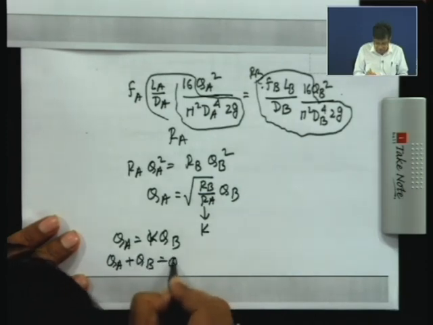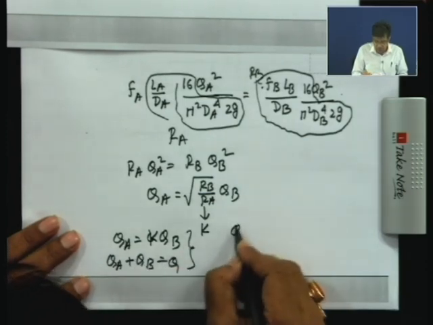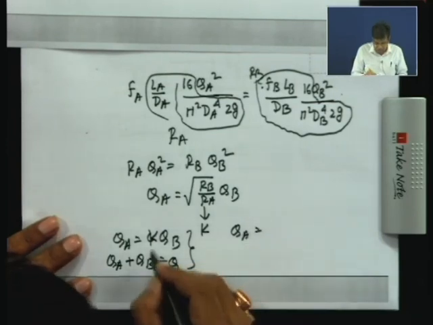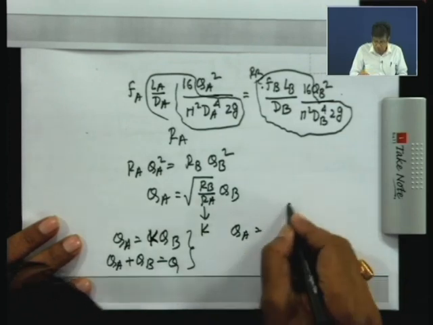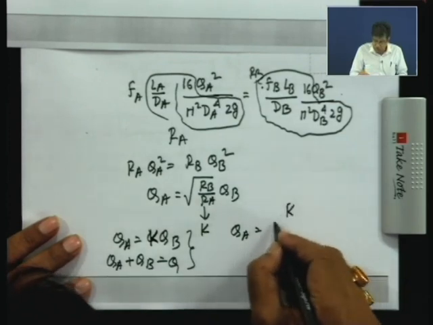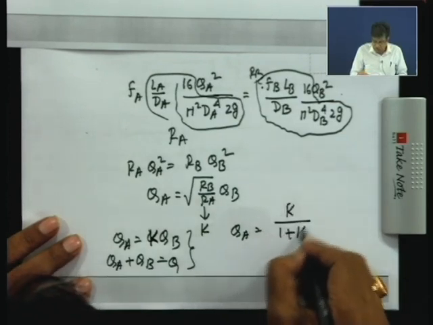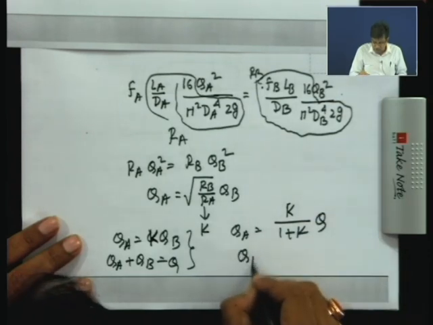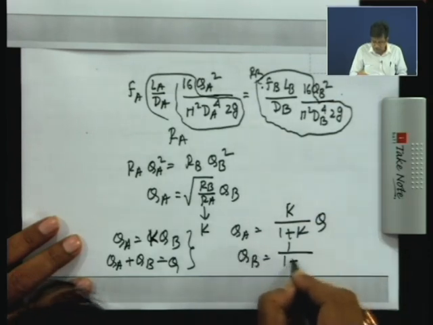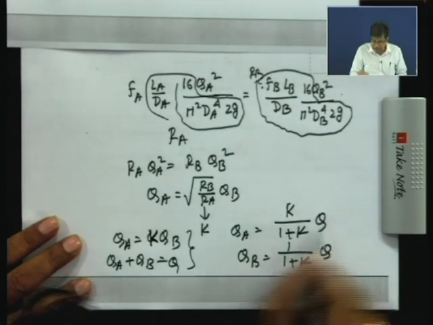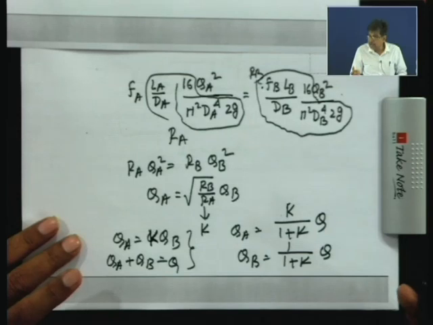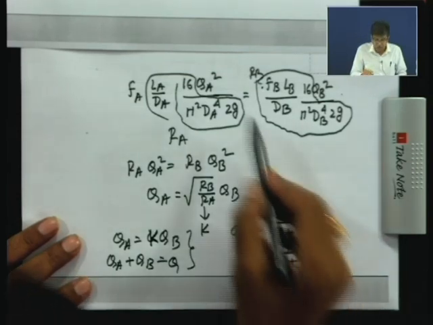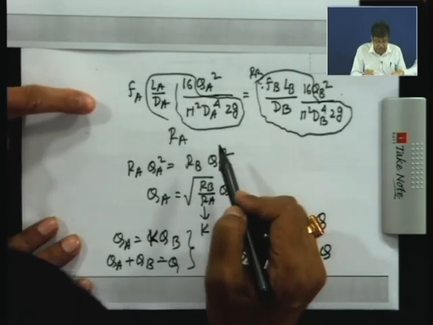So here the task is to find the division of flow. If you solve this, QA is equal to K QB and QA plus QB is Q. If you know the total flow, K by 1 plus K into Q is QA and QB is 1 by 1 plus K into Q. Depending upon the resistance, the flow will be divided. If K is 1, then it is half, that means the flow is divided equally.